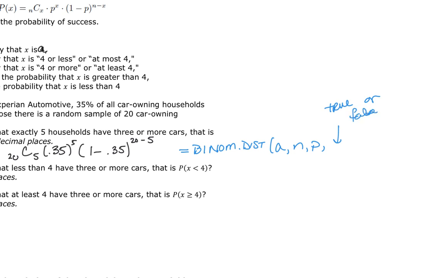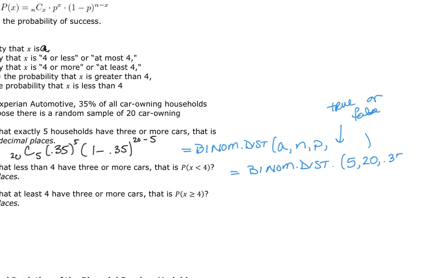Okay. So what is a? Well, a is the number of interest. So if I were to put this in my spreadsheet, I would be putting in an equal sign, BINOM.DIST, and the number I'd be putting in is 5 because I'm interested in exactly 5. I have 20 pieces of data, and the probability of getting success is 0.35.